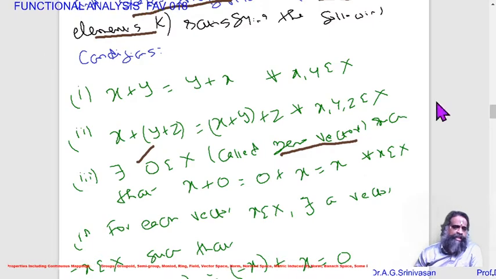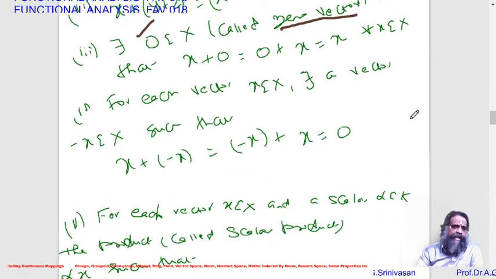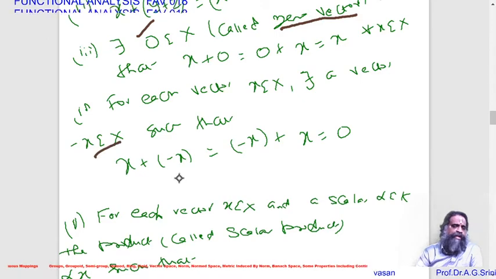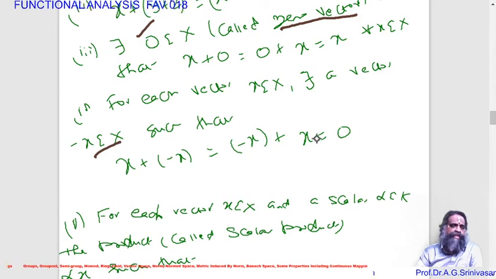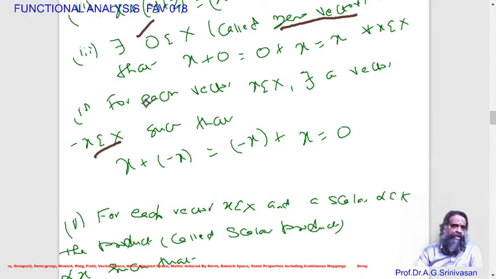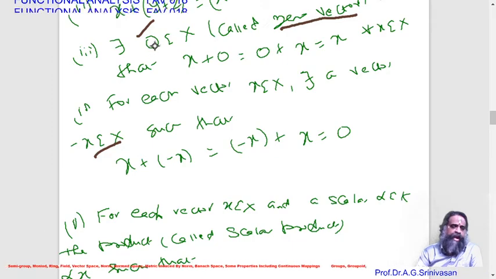For each vector x belonging to X, there is a vector called minus x belonging to X, such that x plus (minus x) is equal to (minus x) plus x is equal to 0. The 0 is the additive identity of vector addition.